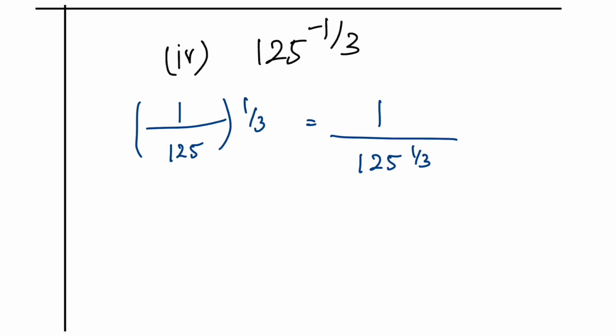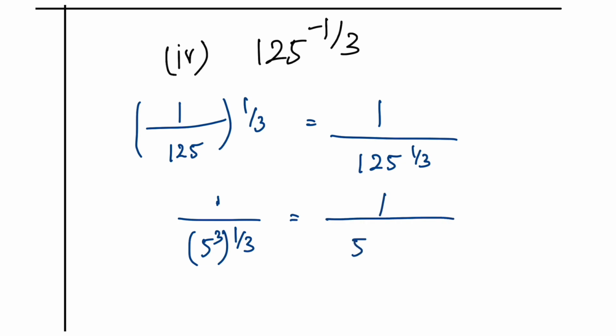So it's basically the same, you don't have to worry about that. Now this 125 can be written as 5 cubed, right? So 5 cubed whole power 1 by 3, and you're applying the same formula, a power m the whole power n. So it's 1 by 5 into 3, 1 by 5 to the power of 3 into 1 by 3. So the 3 get cancelled, and you're left with 1 by 5.